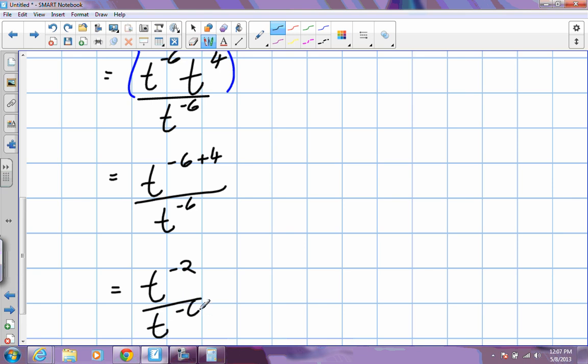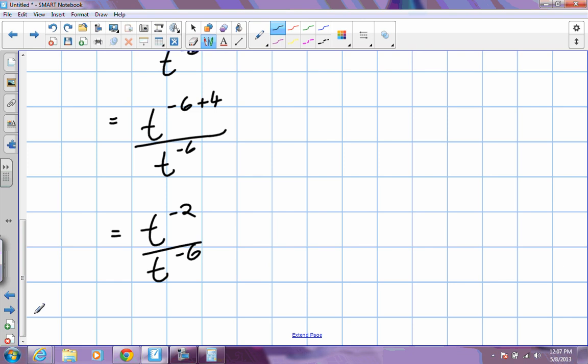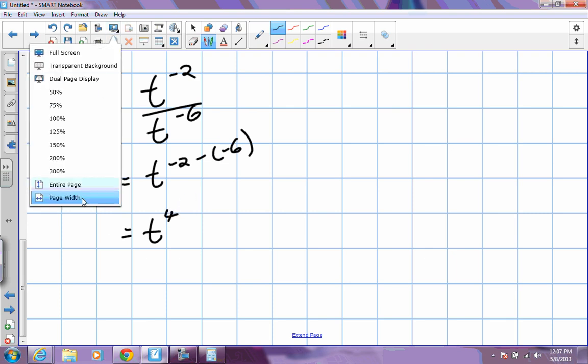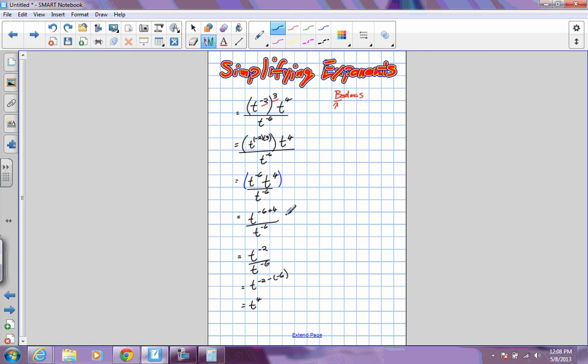So we have t to the power of negative 2 divided by t to the power of negative 6. What rule are we using now? Yeah, it's a division, so we'll subtract the two exponents. T to the power of negative 2 minus negative 6. What is that going to give us in the end? That's right. It's going to be like adding 6. We'll have t to the power of 4. Quite a few steps for a simple question.